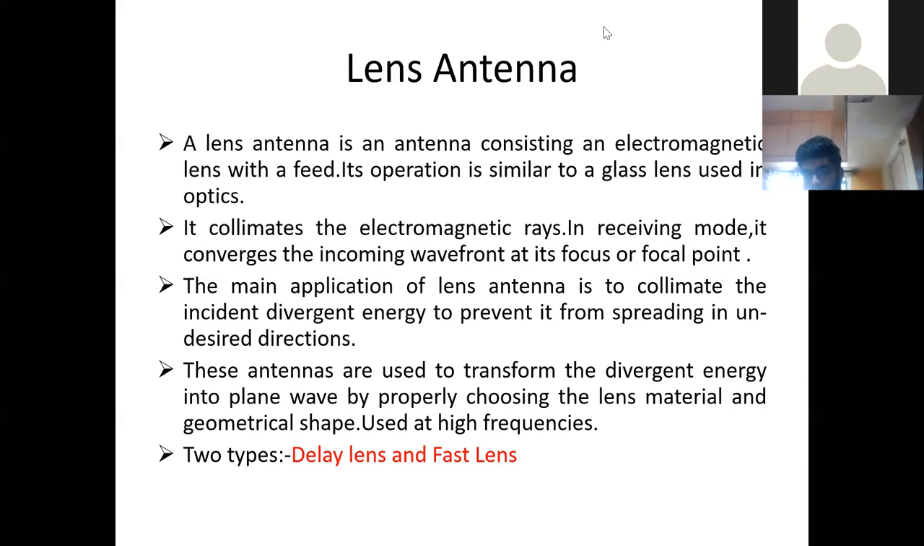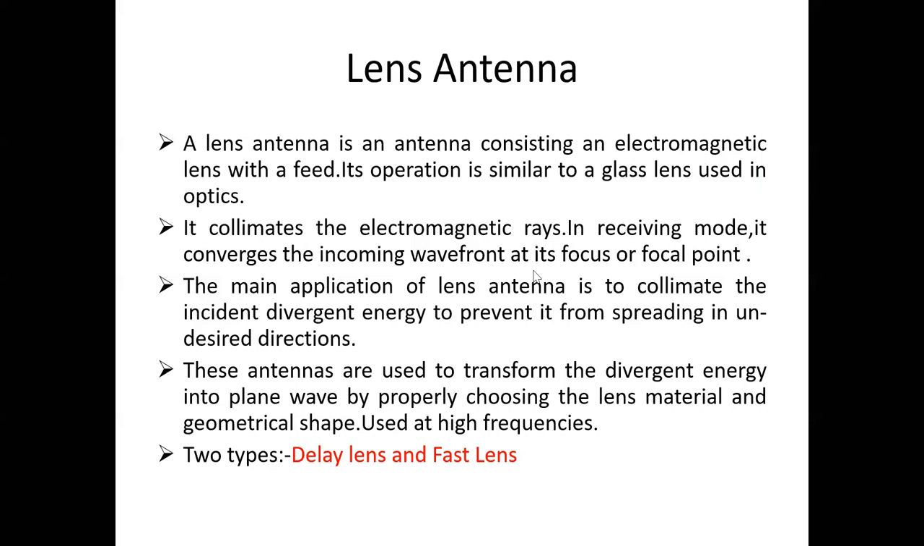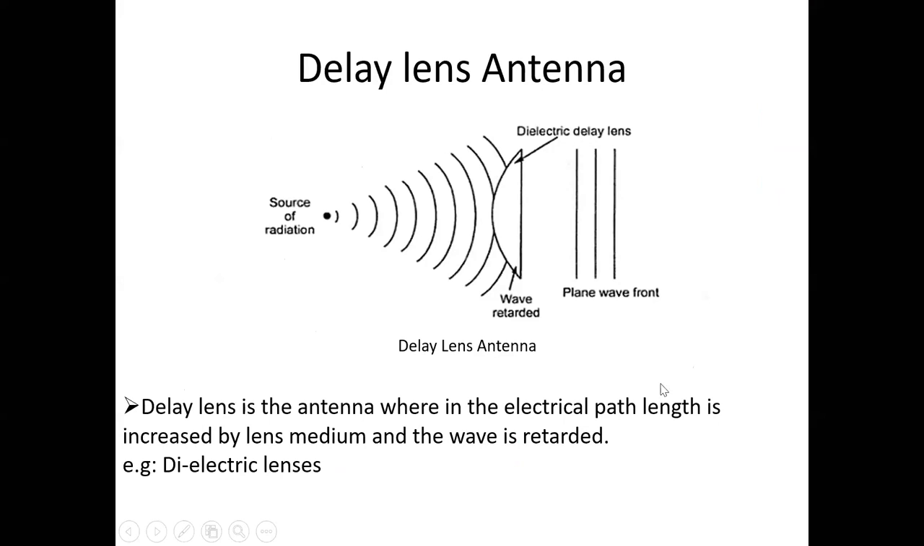In this, there are mainly two types of antennas. One is delay lens and the other one is fast lens. So first one is delay lens antenna. Delay lens antenna will consist of a concave lens. So in this case, by the name delay lens, the wave will get retarded.